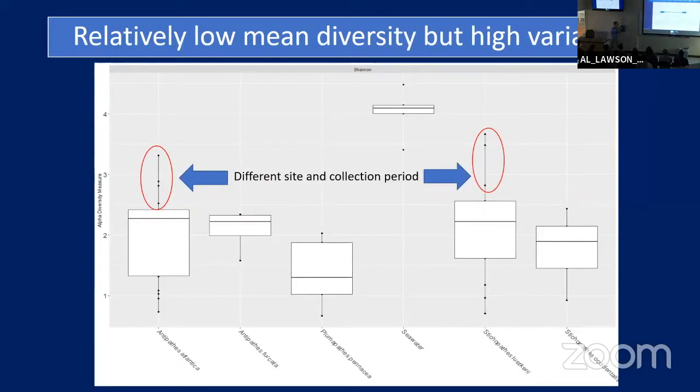Next thing I wanted to look at is diversity of these microbiomes using the Shannon's H index. What I found is relatively low mean diversity compared to seawater, but high variance in many of these samples, particularly in Antipathes atlantica and Stichopathes lacani.